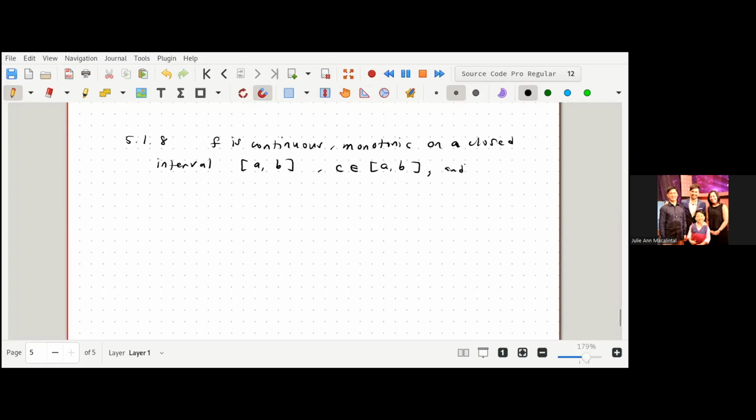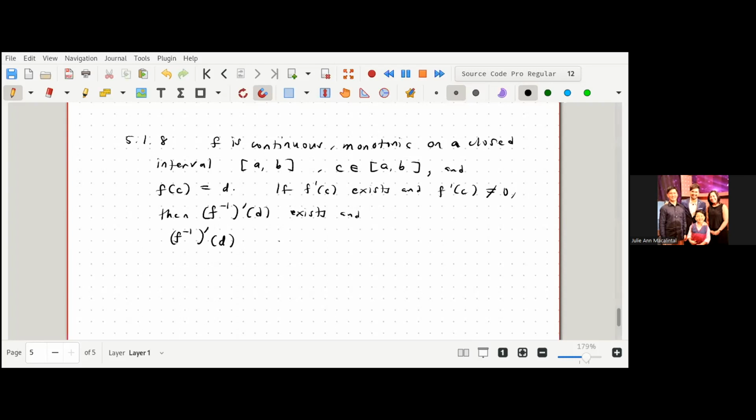And f of c is equal to d. If f prime of c exists and f prime of c is not equal to 0, then f inverse derivative evaluated at d exists and f inverse derivative evaluated at d is equal to 1 over f prime c.